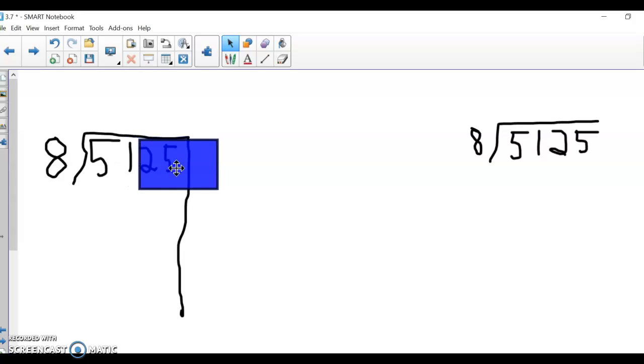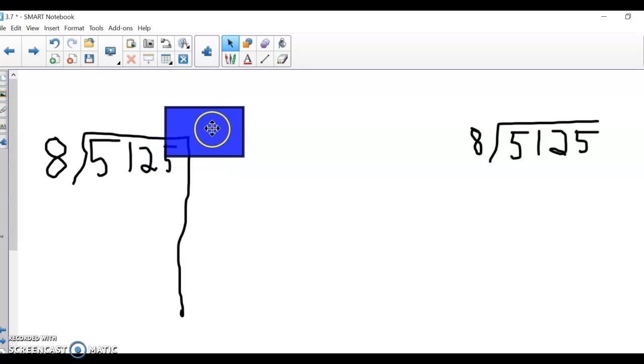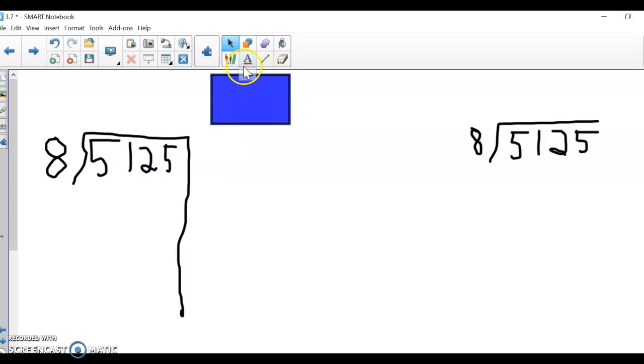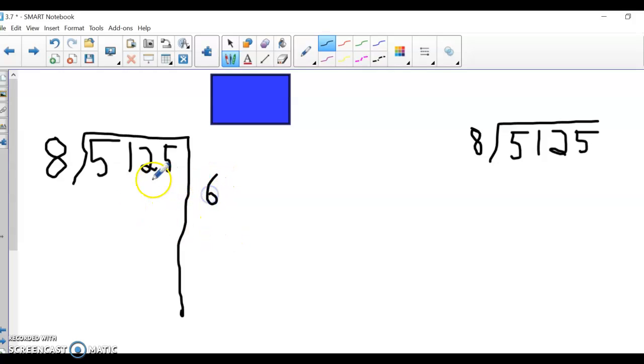8 can't go into 5. Ooh, it can go into 51, though, so that should help me determine how many groups of hundreds I should pull out. So 8 can go into 51. Well, 8 times 5 is 40. 8 times 6, that's 48. 8 times 7, 56. That's too big. So 8 times 6, but remember it's 600. All right, so 600 times 8. 6 times 8 is 48.